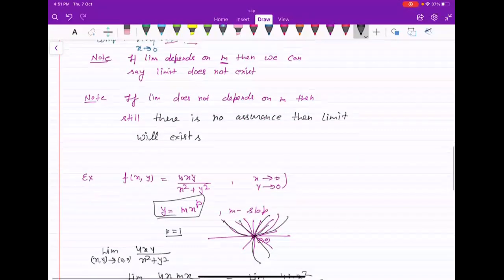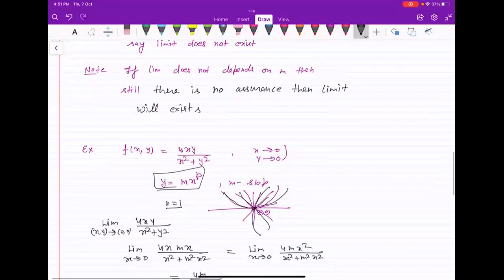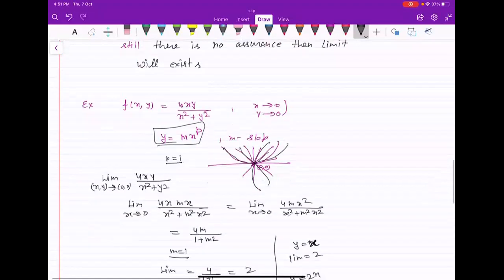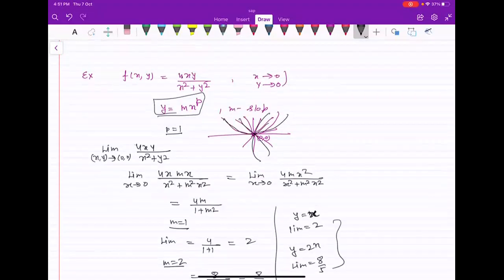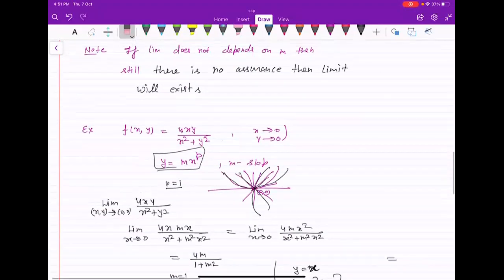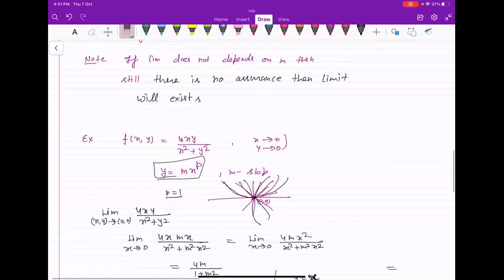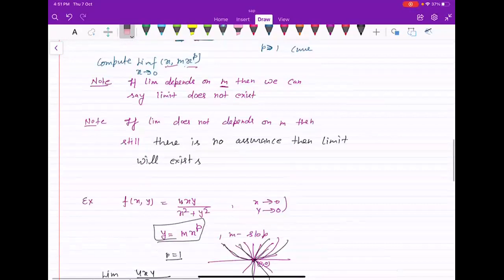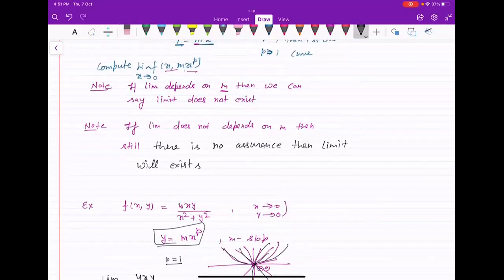As I told you, in this particular example I am taking y equal to mx, and for m we have taken two different values, y equal to x and y equal to 2x, and suppose you are getting a result that is not depending on m. But maybe there are some paths like y equal to x square or y equal to x cube or any other path, y equal to some sine x function that is moving toward 0. So there could be any other path by which maybe it is not depending on m, but the limit may not exist.